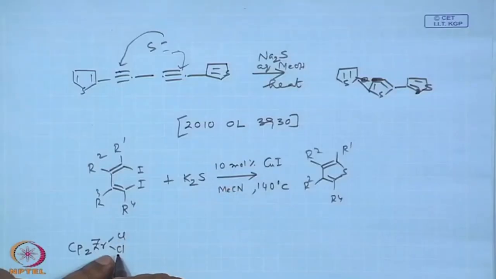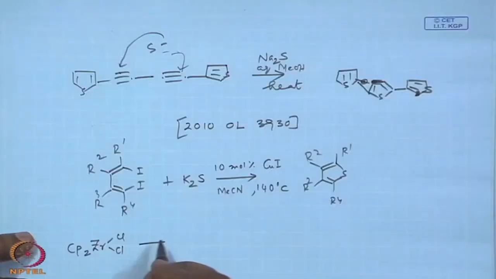Suppose you want to do a very selective hydroboration, and you are unable to do so. You can think about zirconium hydrochloride, that is Cp2Zr(H)Cl. So just like a hydroborating reagent, it can undergo hydrozirconation. Okay. So, this is the reagent.